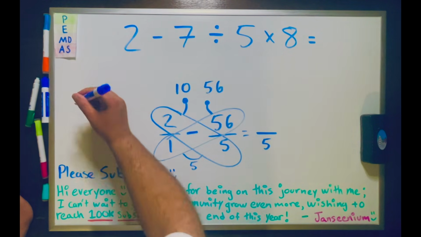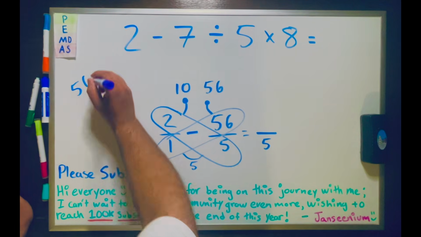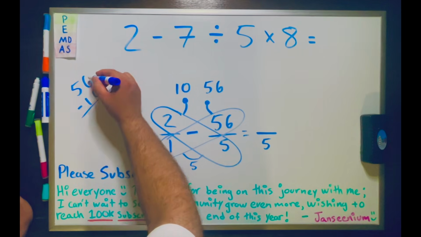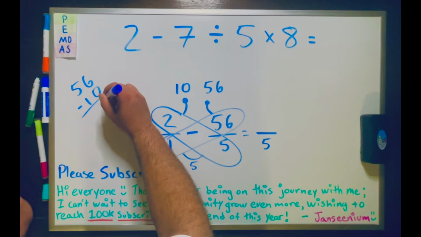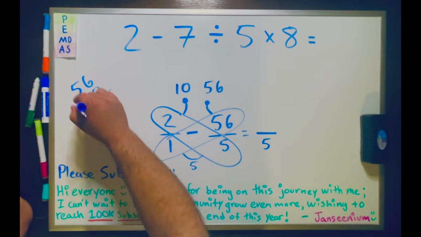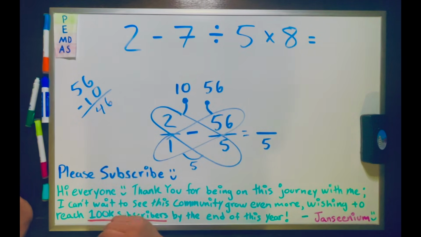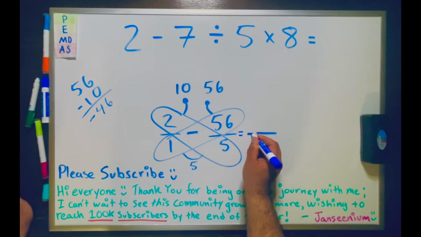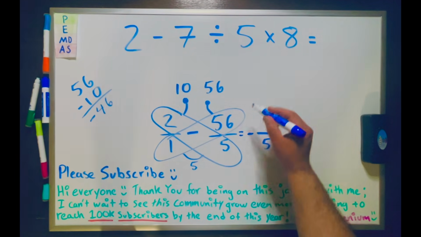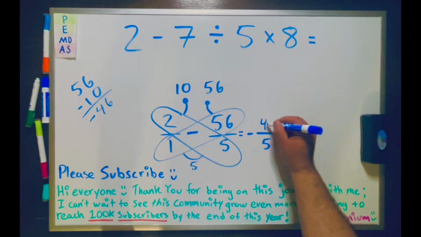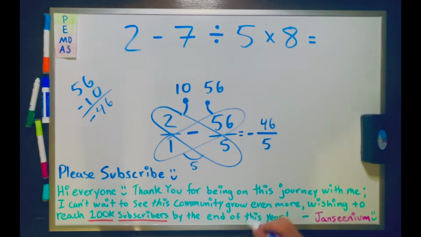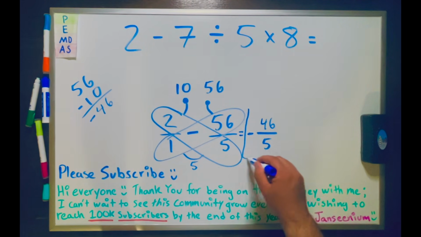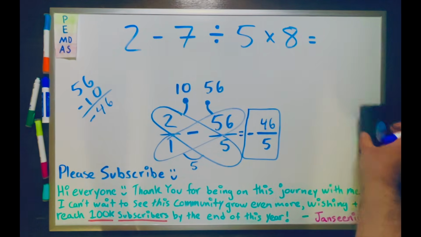Let's just turn those numbers around. We know it's going to be negative. So 56 minus 10. So 6 minus 0 is 6. 5 minus 1 is 4. And it's negative. So our answer is going to be negative, and 46 will go above the fraction bar there. And now this cannot be broken down further. So this is your answer as an improper fraction answer.